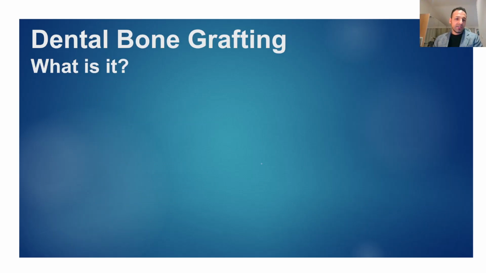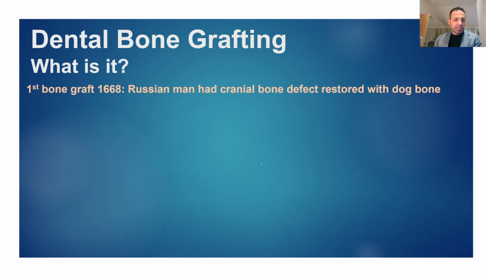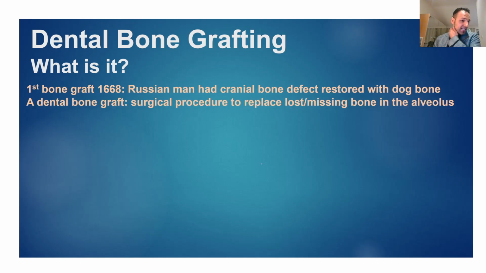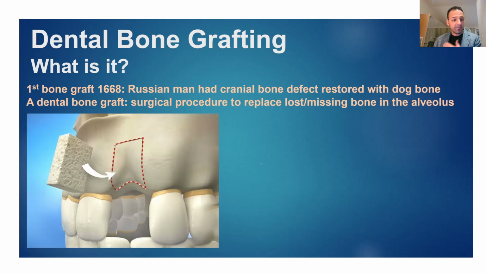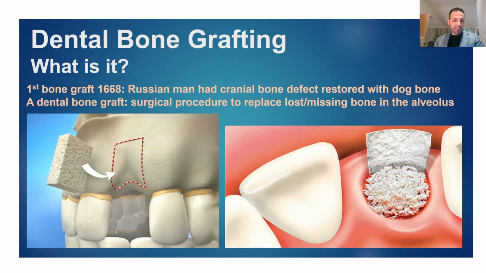So dental bone grafting, first of all, what is it? Well, the first bone graft was actually placed on a Russian man who had a cranial bone defect. It was restored with dog bone, and that was in 1668. You can see how far back the orthopedic surgeons go. Dental bone grafting now is a surgical procedure to replace lost or missing bone in the alveolus. And this is an example. Obviously, we've got a block of bone being placed into an area where we're missing, and then we've also got granular bone grafts as well.